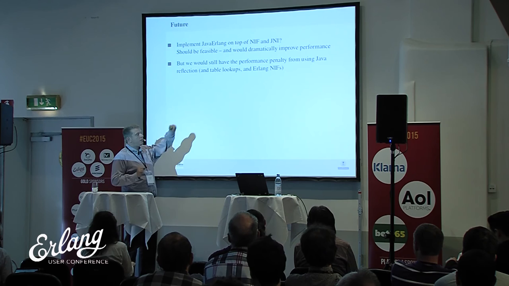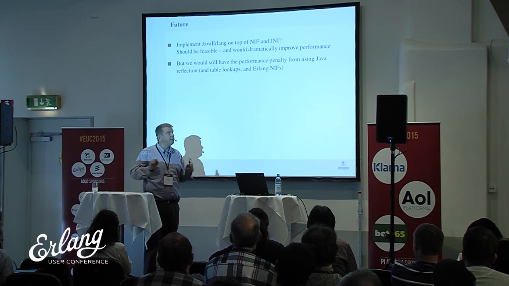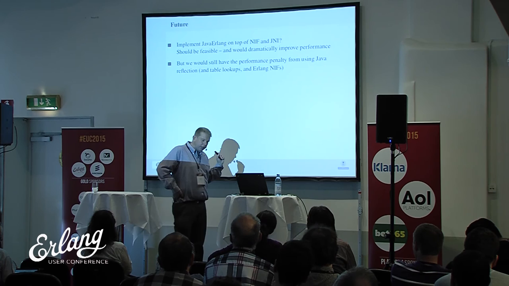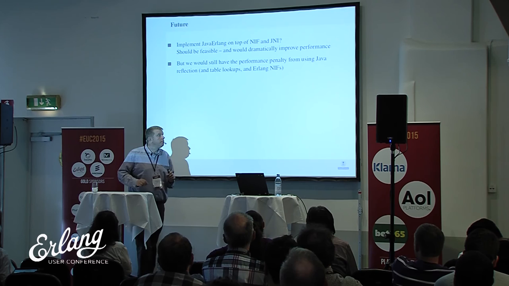Okay, we don't care about J interface. Let's implement the J interface part ourselves, and let's do it as a C library, if you will. So we can use the Java native interface, that's a C interface to Java, and we can couple that with the Erlang NIF foreign function interface, and we could probably replicate to a big extent what J interface does, and we can probably in that way get a lot better performance. And this is something that maybe we could do.